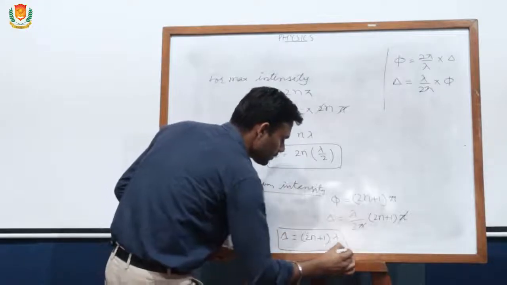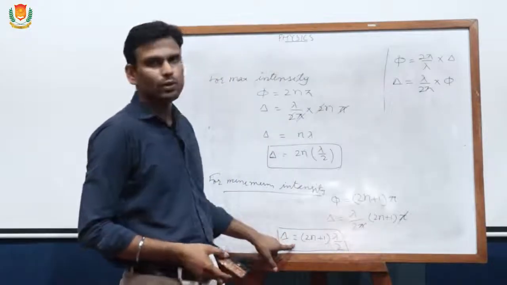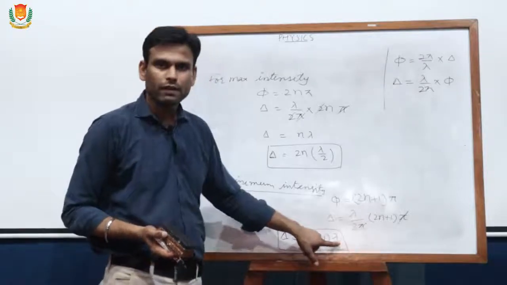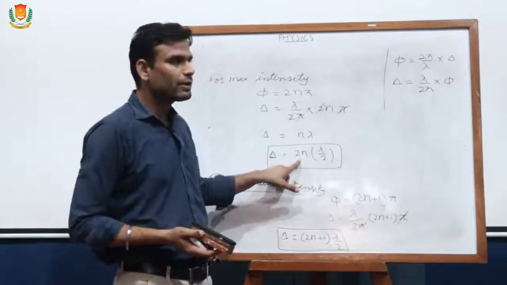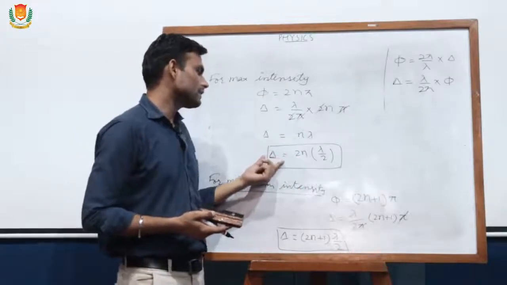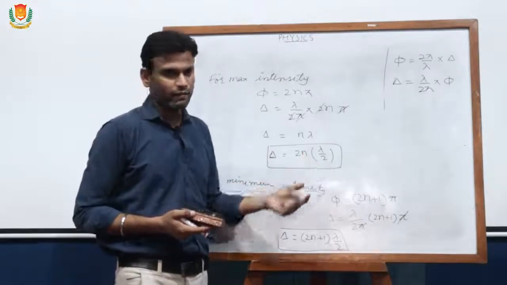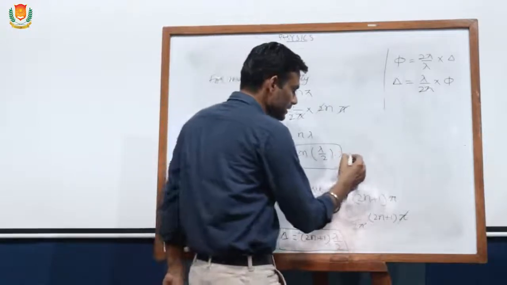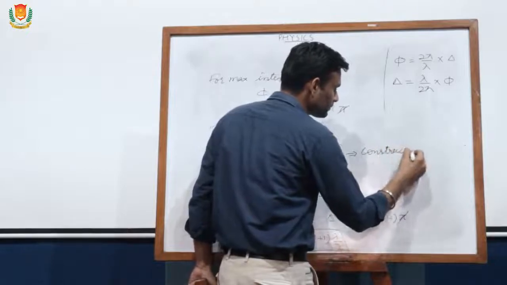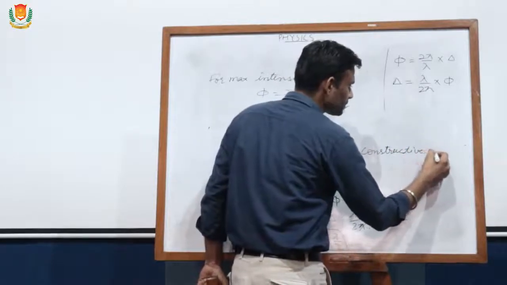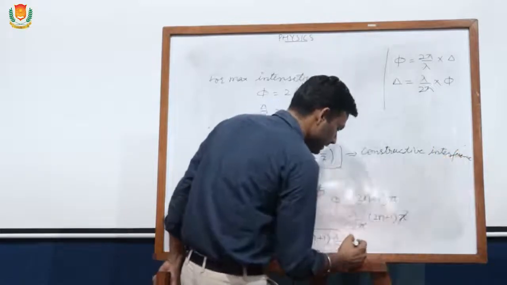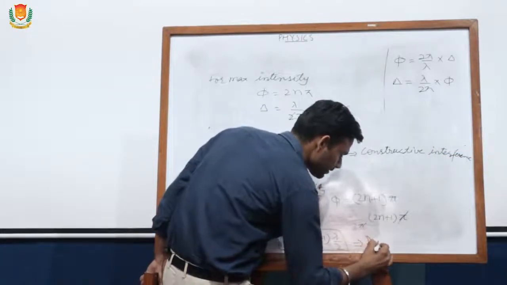This means for minimum intensity, or you can say for destructive interference, we get an odd multiple of half wavelength, and for maximum intensity, or you can say for constructive interference, we get path difference as an even multiple of half wavelength. This is the only difference. It is for constructive interference and it is for destructive interference.